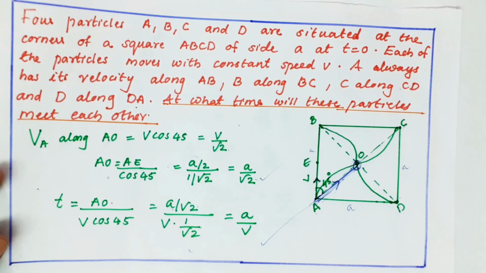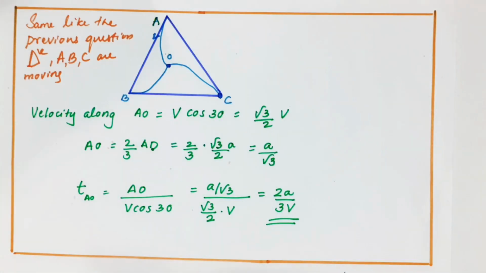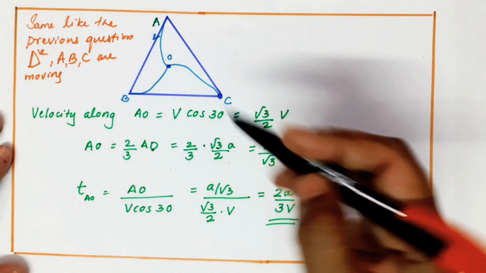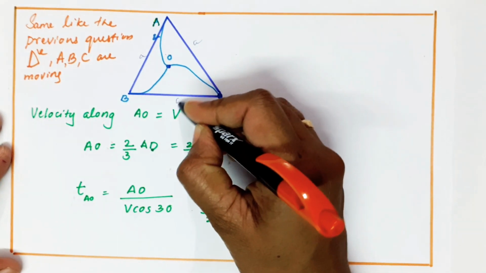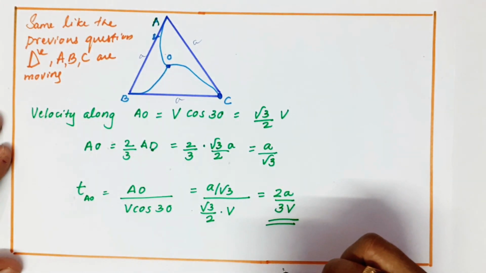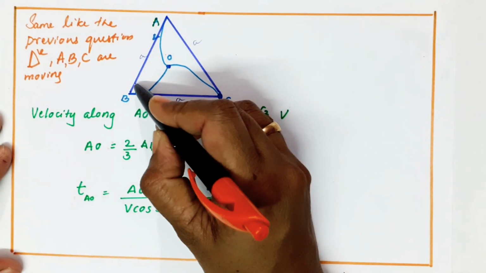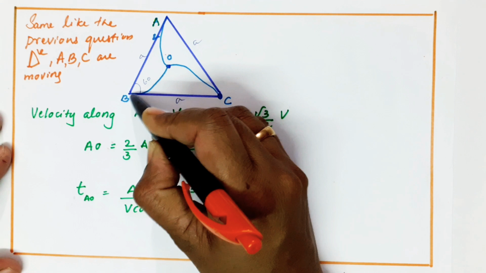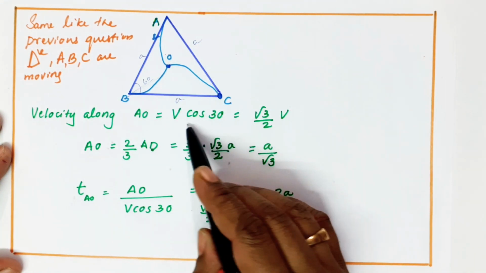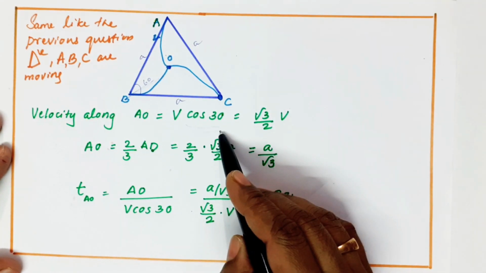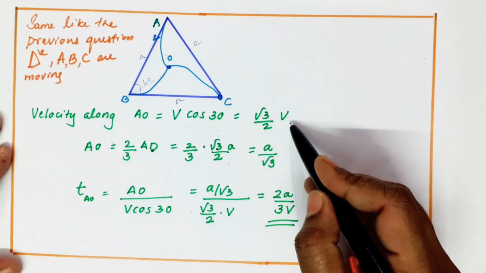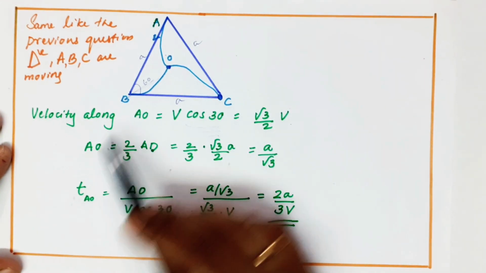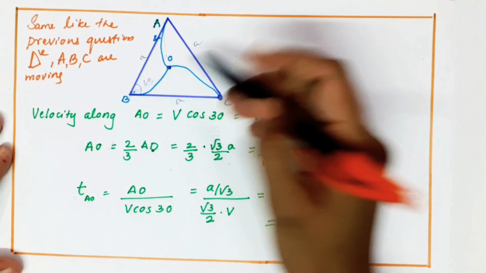The same question they can ask, instead of a square, if it's a triangle. Take the triangle of side A. At what point does it intersect? An equilateral triangle. So we know the total angle is 60 degrees, half will be 30 degrees. So what will be the velocity? V cos 30, that is root 3 by 2 V. So what is this direction, AO or BO?